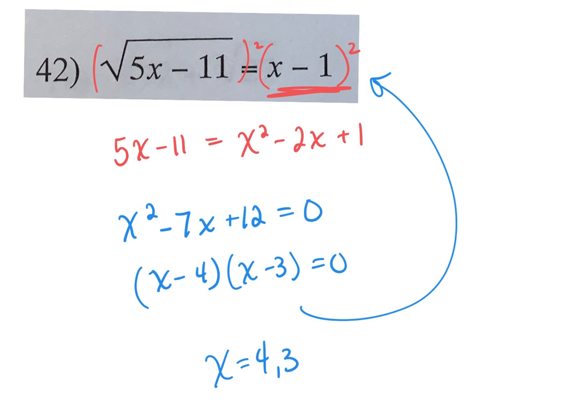When you plug them back in, you get 20 minus 11. That's 9. Square root of 9 equals 4 minus 1, which is 3. Square root of 9 is 3. Yes. Plug in a 3, you get 15 minus 11 is the square root of 4. 3 minus 1 is 2. The square root of 4 is 2. Yes. So these both work. Both of these are your answers. All right. Questions? All right.